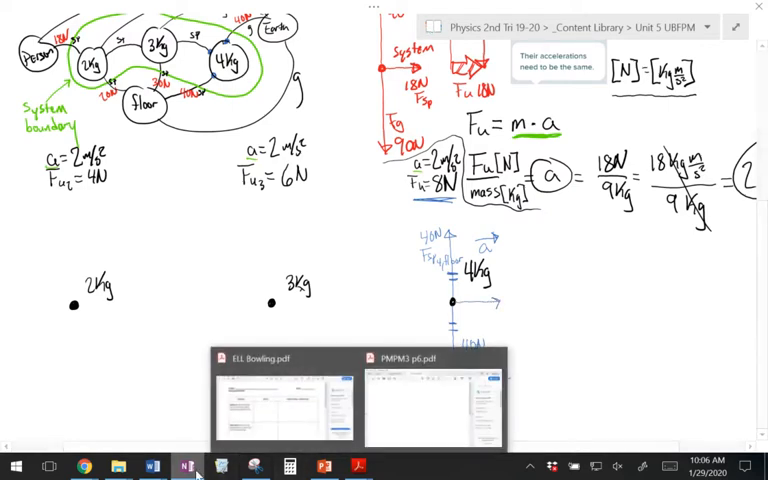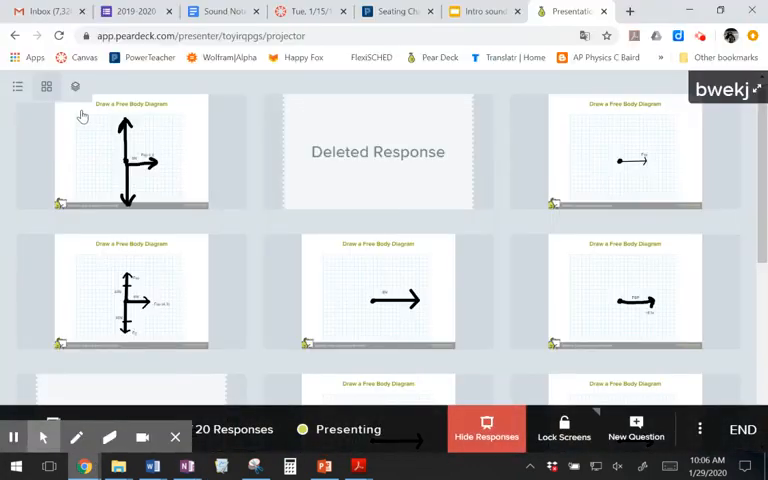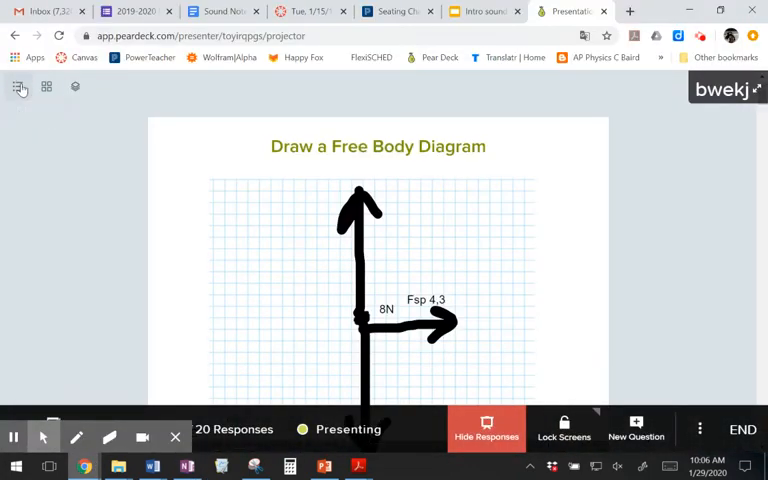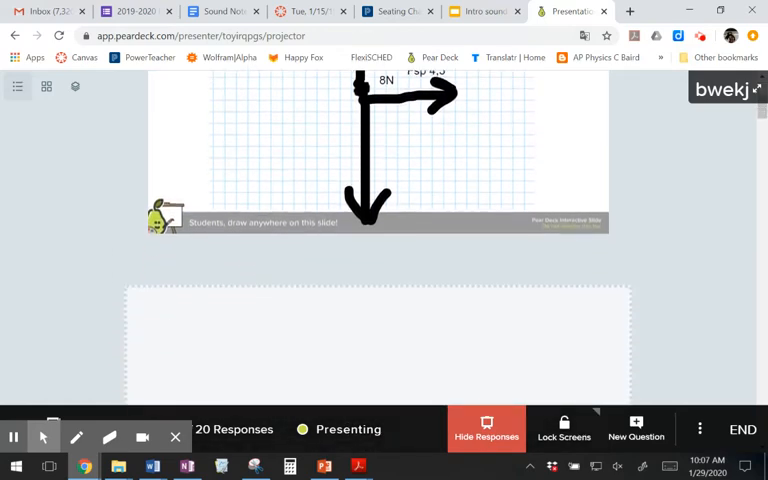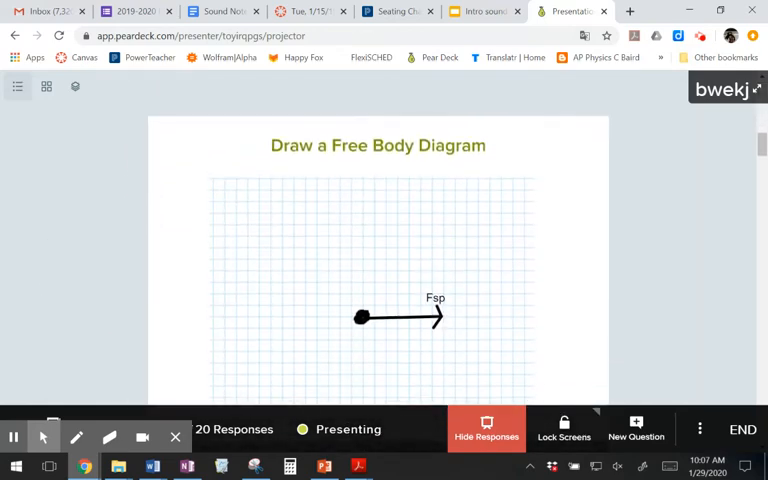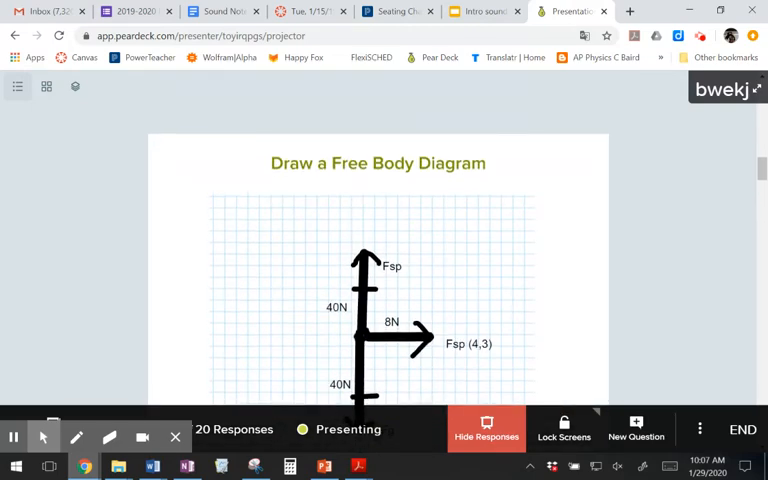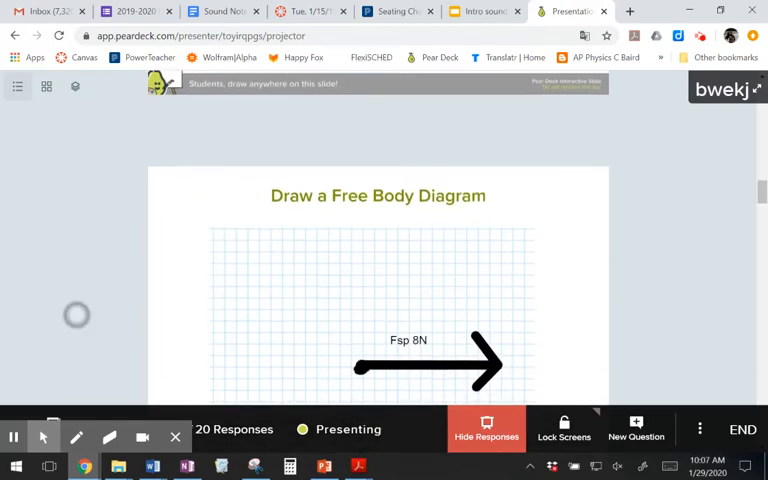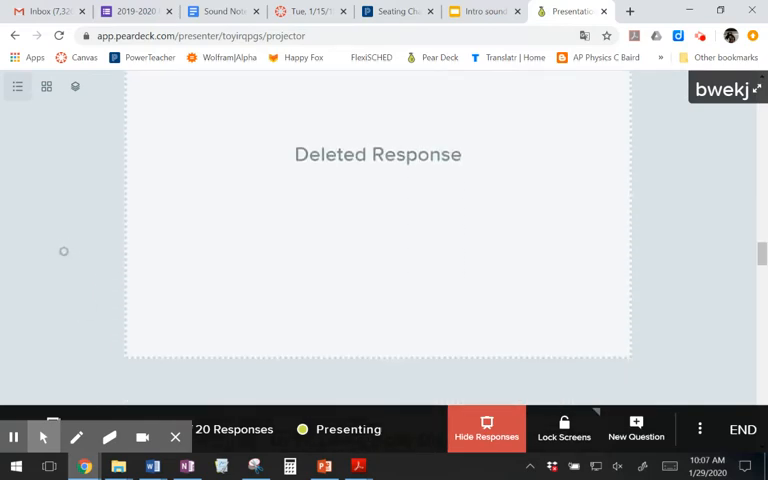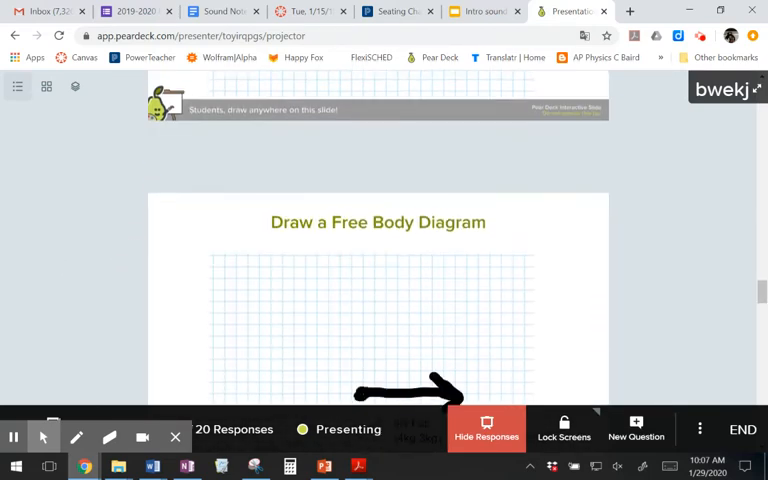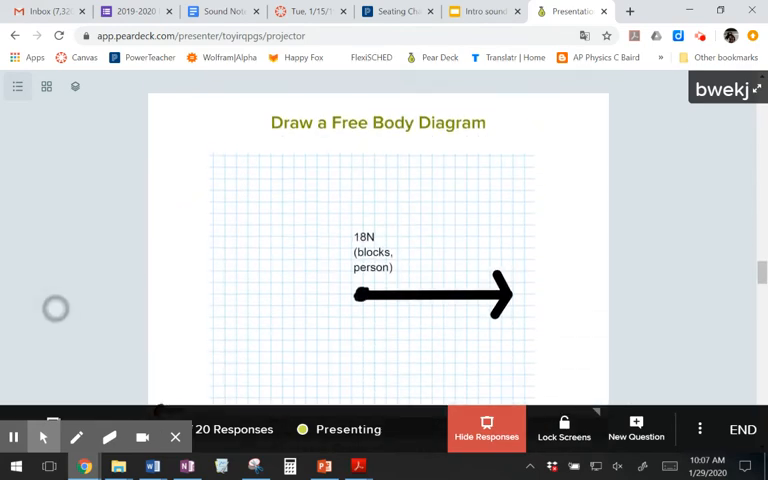Let's dive in and take a closer look at what our friends are saying here in the pear deck. Look, 4, 3. Deleted response. No labels. 4, 3. Okay, so I would beef with this.